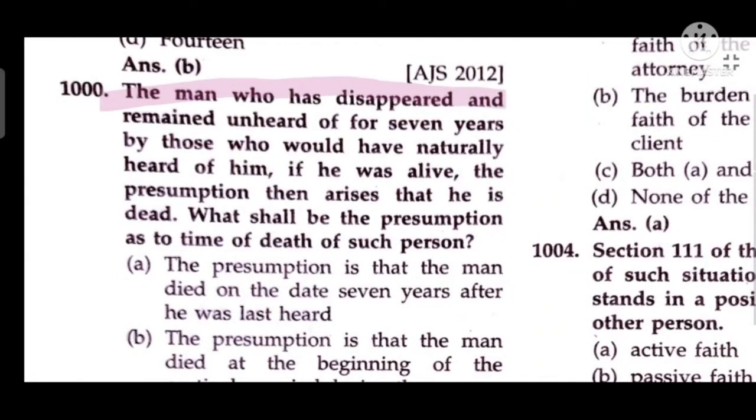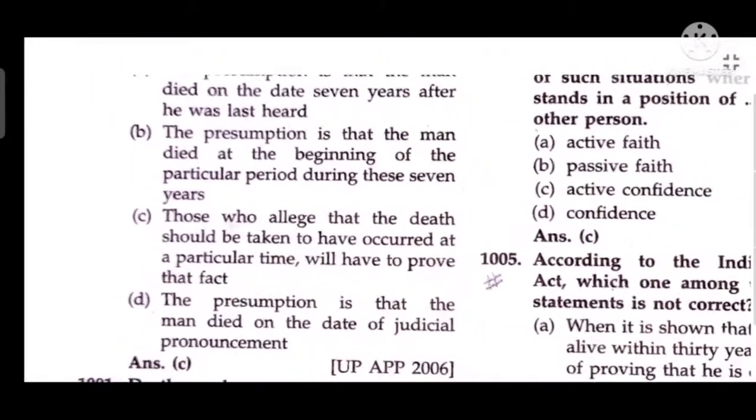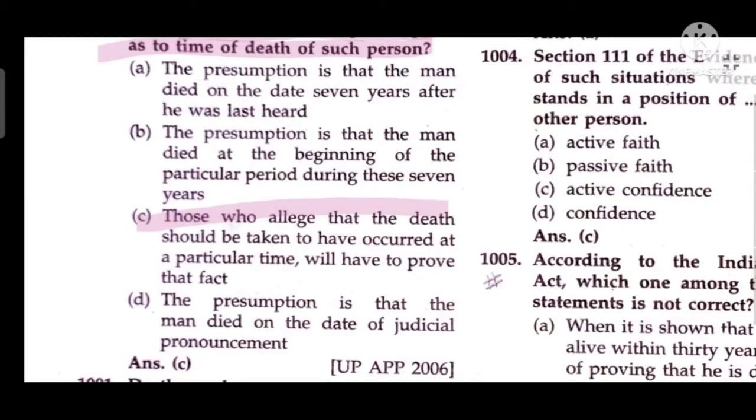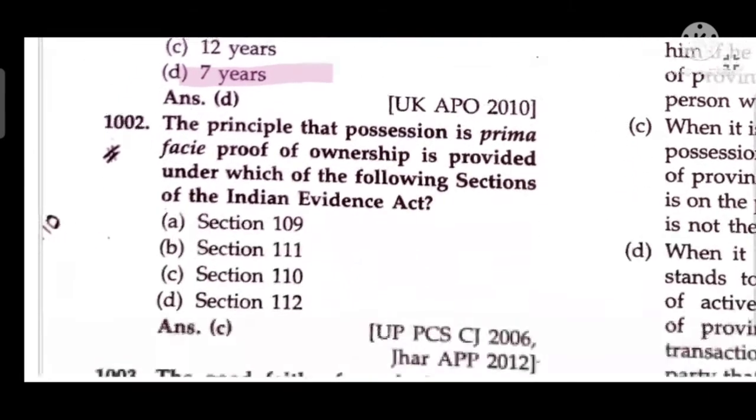The man who has disappeared and remained unheard of for 7 years by those who would have naturally heard of him if he was alive, the presumption then arises that he is dead. What shall be the presumption as to the time of death of such person? Those who allege that the death should be taken to have occurred at a particular time will have to prove that fact. Death may be presumed if it is proved that one has not been heard of for 7 years.